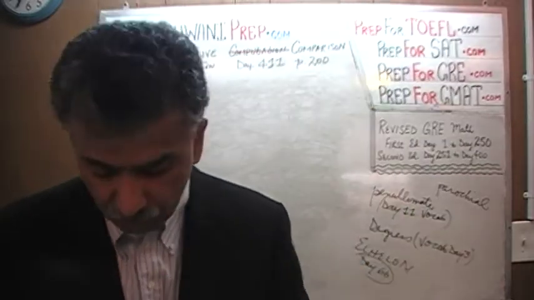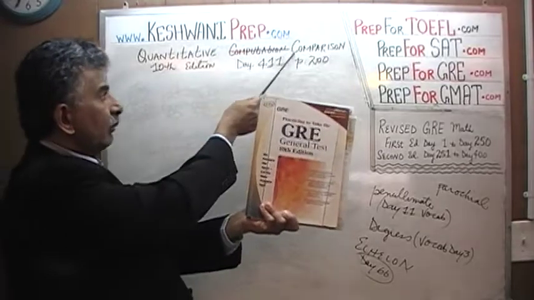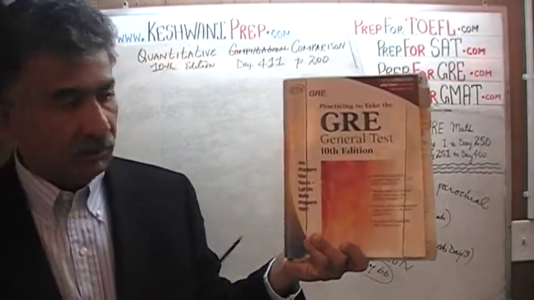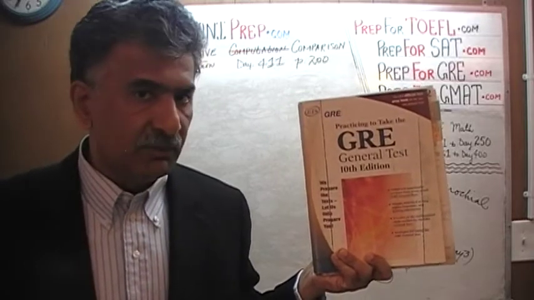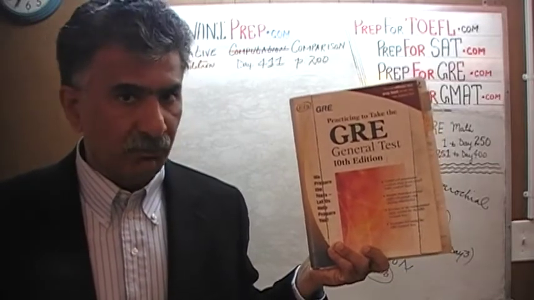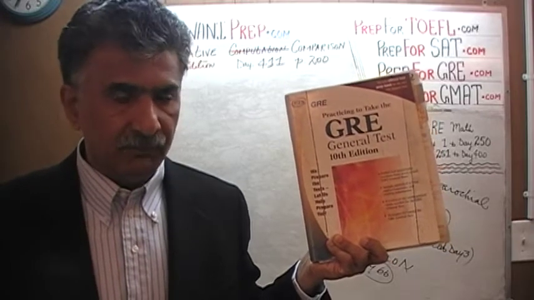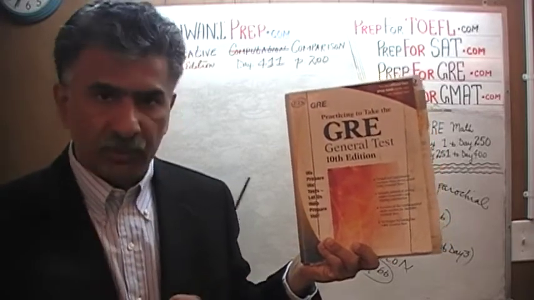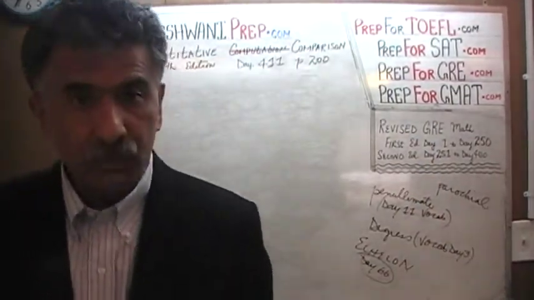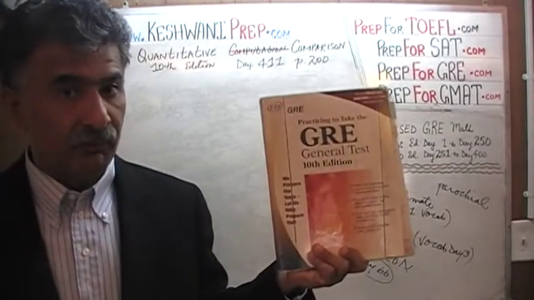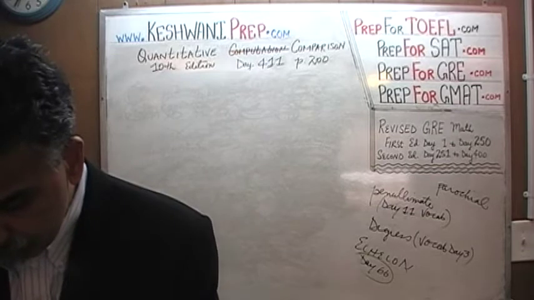Right now, we are solving quantitative comparison questions from this book right here, the GRE General Test, the 10th edition. Because the other two books that I just showed you simply do not contain enough quantitative comparison questions. Quantitative comparison questions are very important. They are still a big part of the exam. So to get some extra practice, we've been solving problems from here. We are on page number 200 right now. Please turn to it. If you do not own this book, try to obtain one from somewhere. It's very important. Page number 200 is where we are.